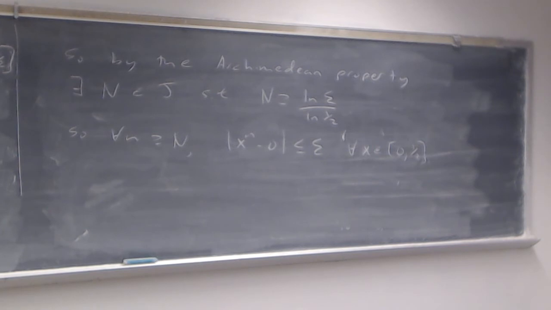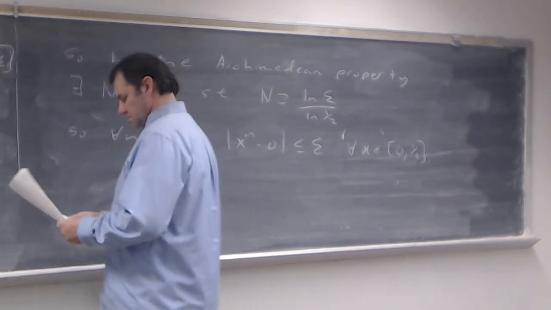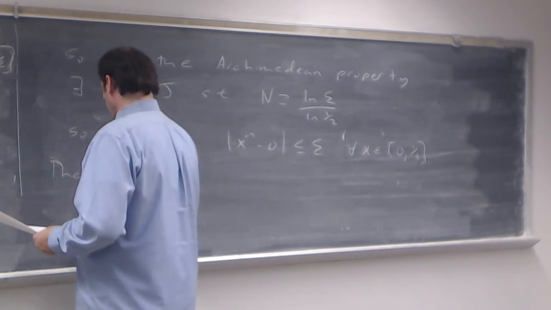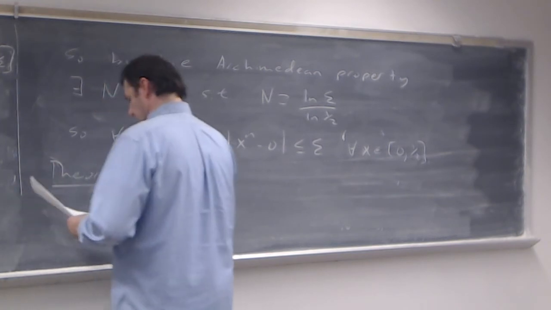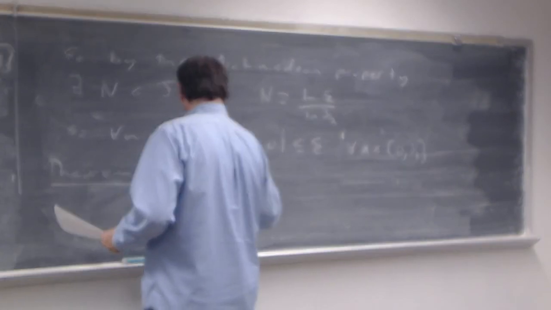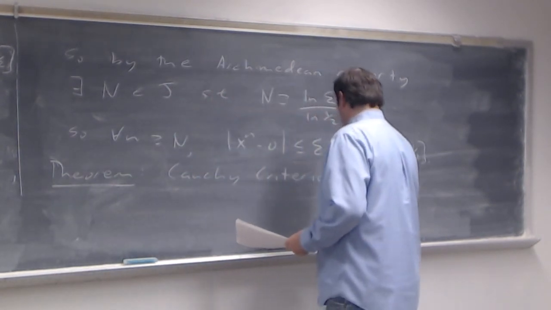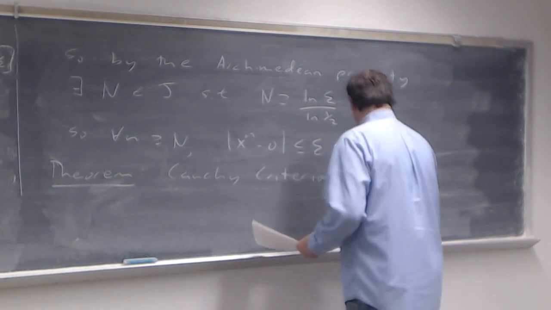Okay, I know we're running a little short on time, but I'm going to extend this to at least get one theorem down that's a familiar type of theorem about uniform convergence. So here's the theorem. It's called the Cauchy criterion for uniform convergence.